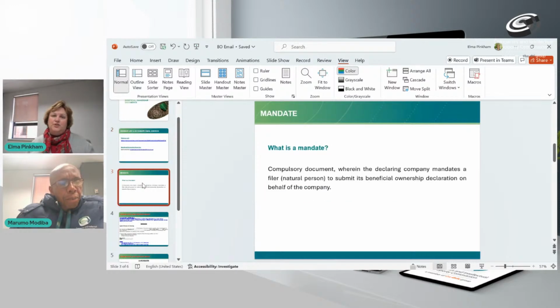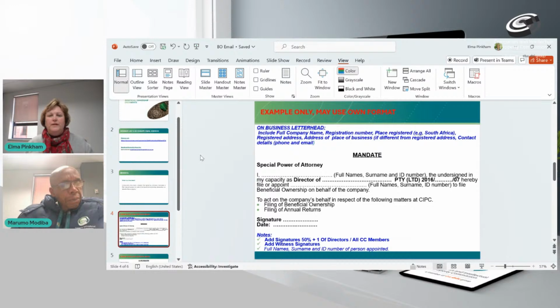Maru, thank you very much. A mandate is a compulsory document that must be submitted wherein the declaring company mandates a filer or natural person to submit its beneficial ownership declaration on behalf of a company. So we've got an example, but it's up to the companies whether they want to use it or create their own. One can either use a special power of attorney or a letter or a resolution, but it must always be on a business letterhead.